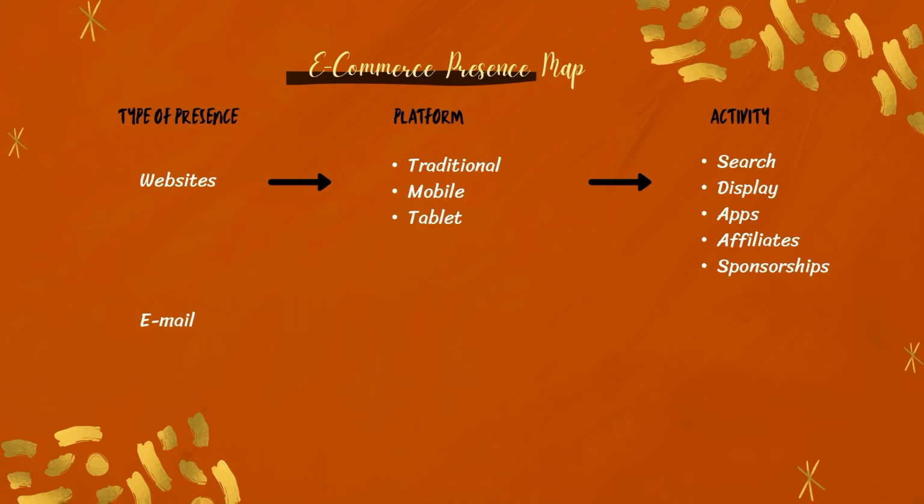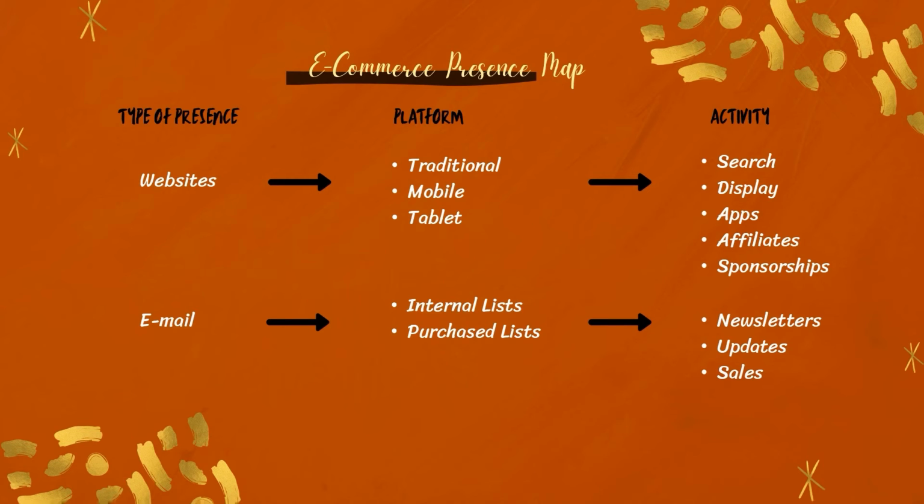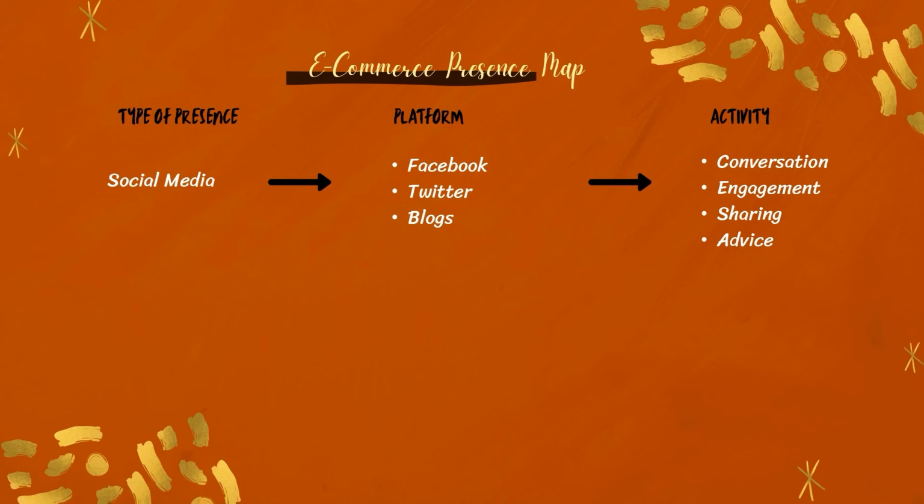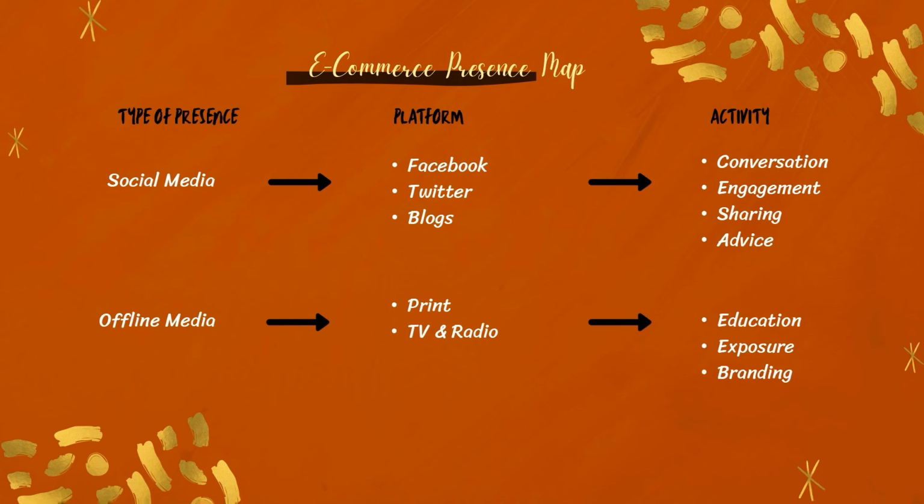Next is email. In the case of email presence, it has 2 different platforms, which are internal list and purchased list. It may conduct this through sending newsletters, updates, activities, and sales. Apart from that is social media. In the case of social media presence, the platform will be on Facebook, Twitter, and blogs. Most common activities include conversations, engagement, sharing programs, and advice. And the last one is offline media. In the case of offline media presence, the platform will be print, television, and radio. The activity will be like education, exposure, and branding.